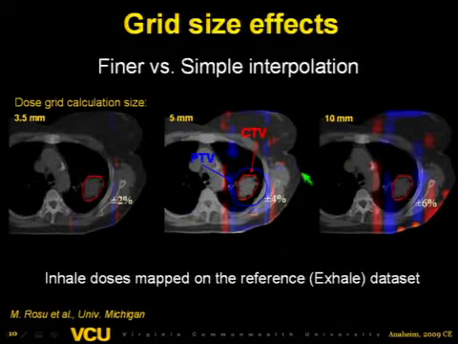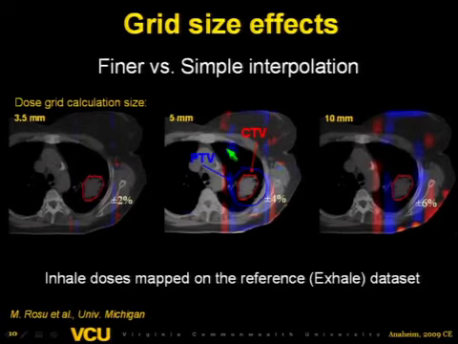The question is, how do the simple and the finer interpolation compare to each other? And see here, I'm showing those difference displays between doses computed using either one of these two interpolation approaches. Of course, we are talking about interpolation, so it is not a surprise that the differences between these two interpolation schemes are most obvious in the high dose gradient regions.